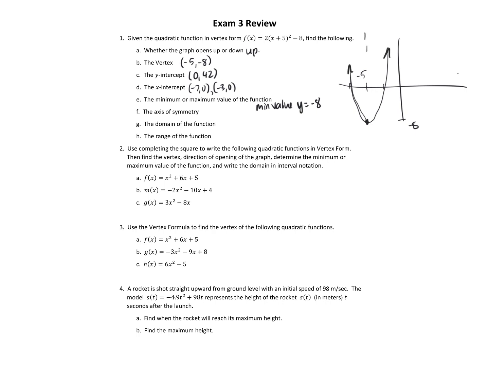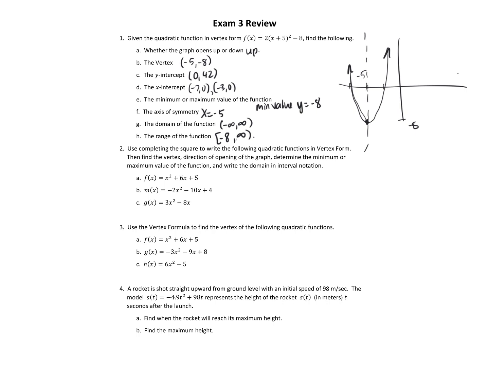The axis of symmetry will be right here down the middle. That will be at x equals -5. The domain of the function will be all real numbers, so from -infinity to infinity. And the range of the function, we know that the smallest y value is -8, so it's -8 to infinity. Whoops, that should have been an 8. Sorry, it's hard to write an 8 and then an infinity, so -8, comma, infinity.